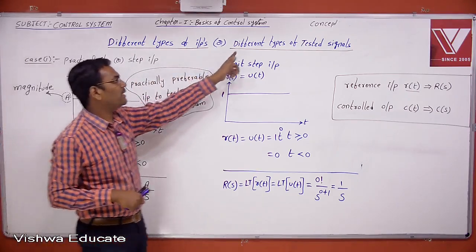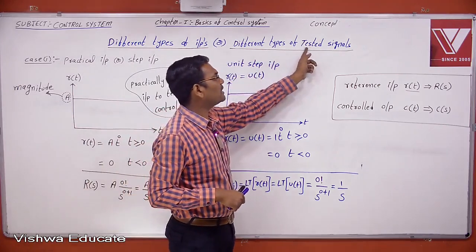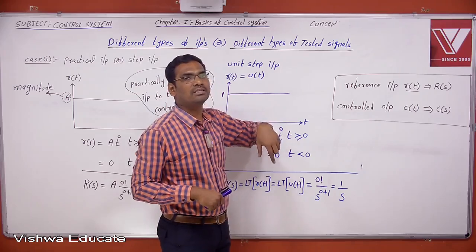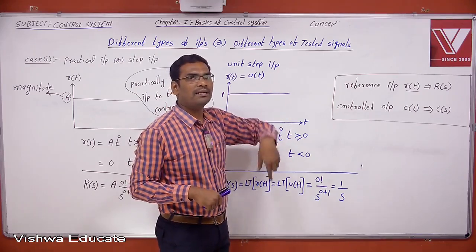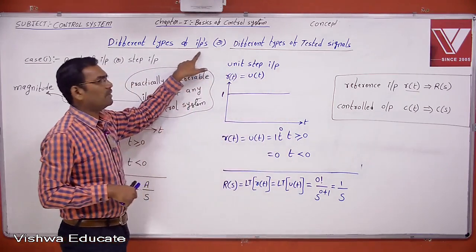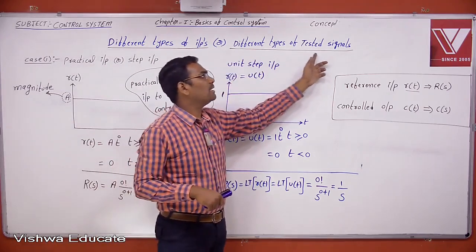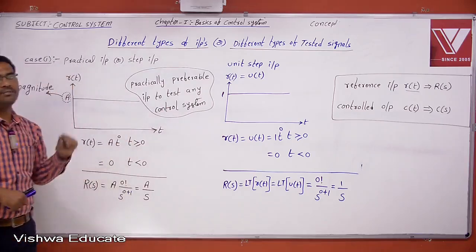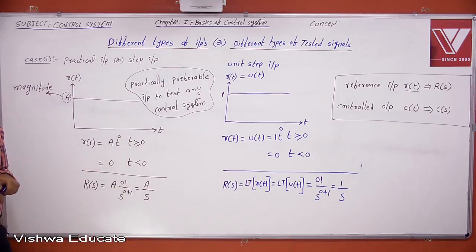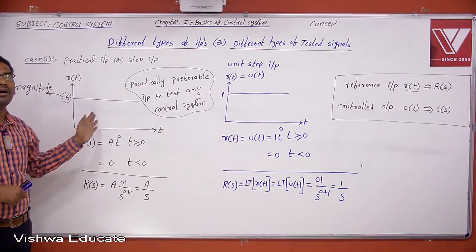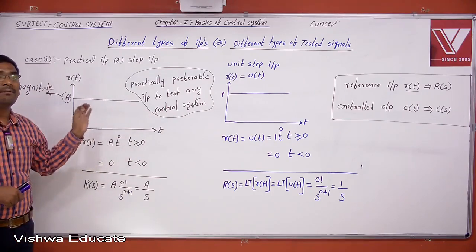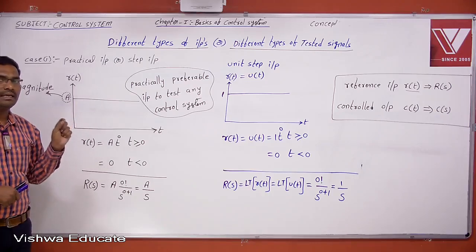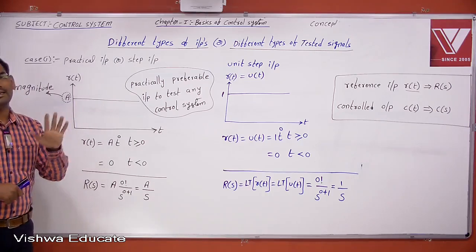That's why here I am writing different types of test signals. What is the meaning of test signal? We want to test that control system by looking at its response. That response comes after applying some input. That's why the name is different types of test signals. This is one of the best inputs to test any control system, which is nothing but step input or unit step input. This is the practically existing and preferable input to test any control system.